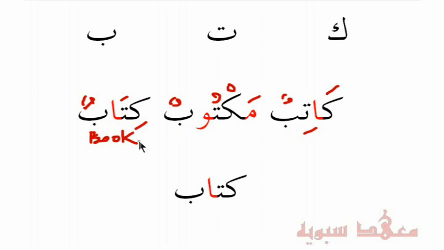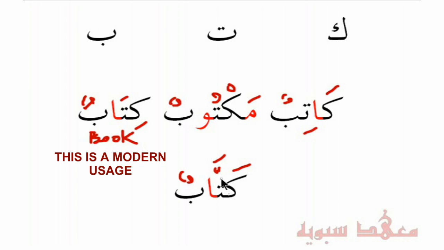A book. Kattab means an author. Also, you can have maktab, the place of writing, which is usually a desk, a place where you write. If you add actually this letter, it's called a ta marbuta, it actually changes the meaning.